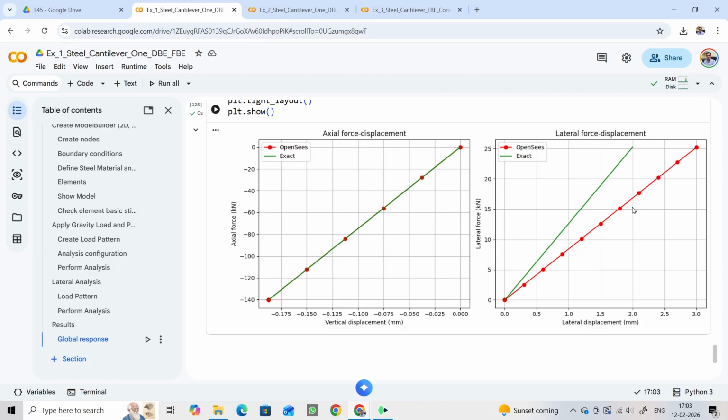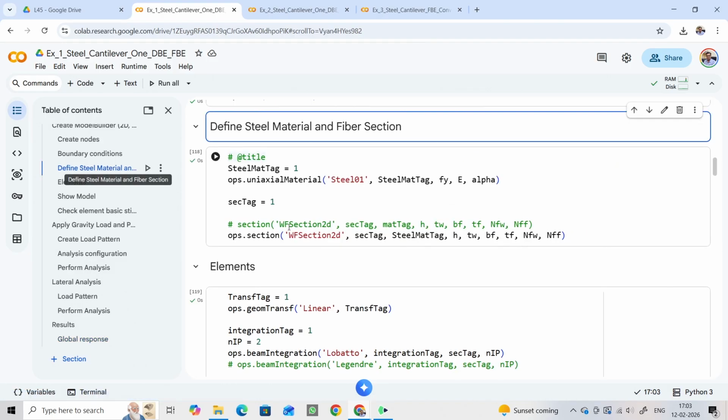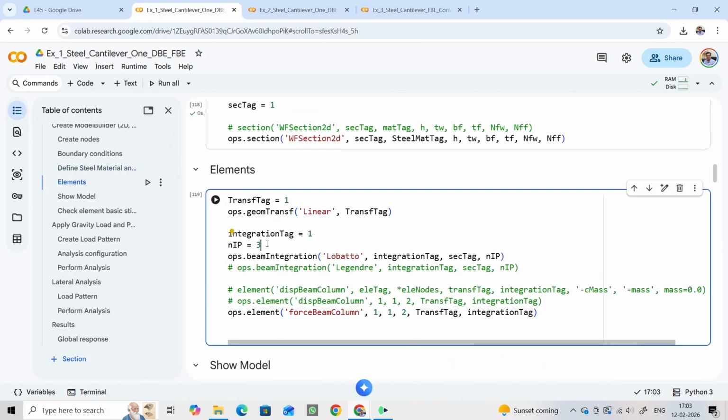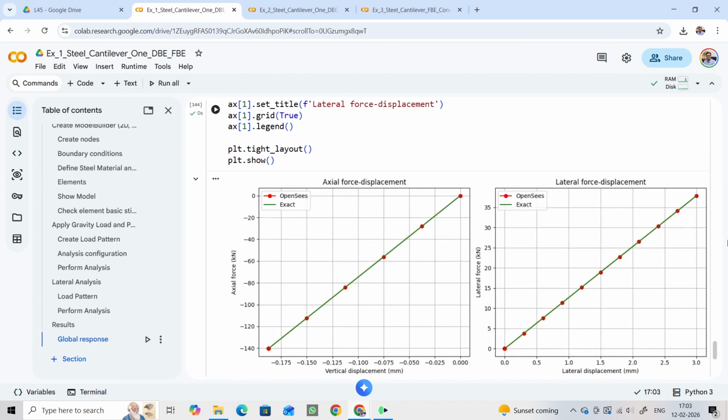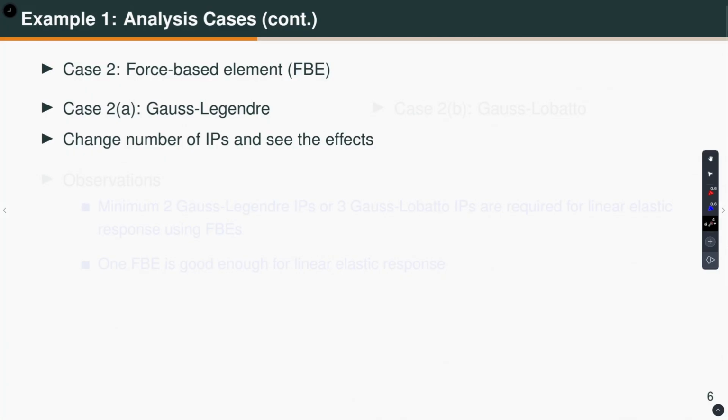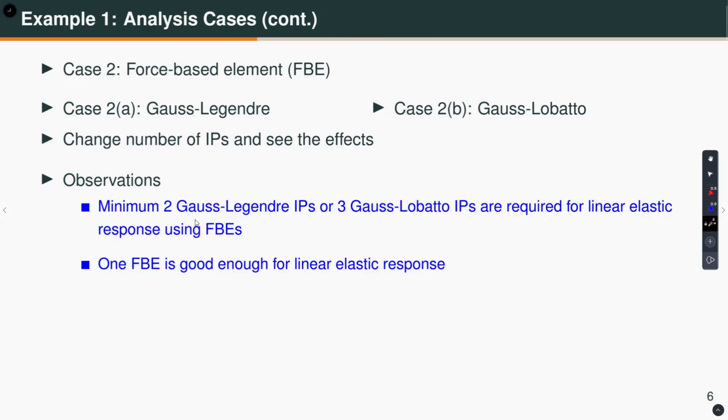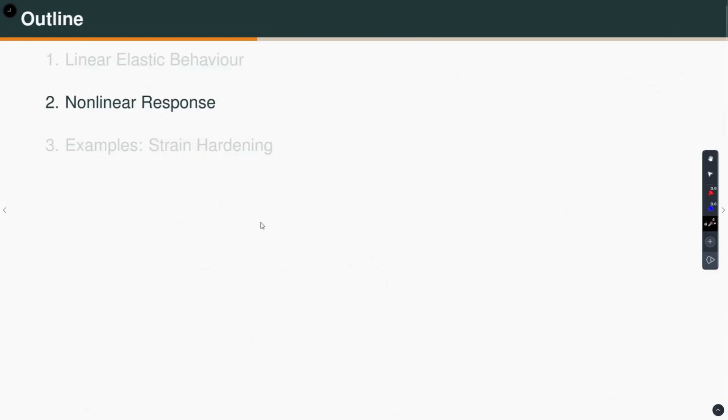So, you are not able to capture the response accurately because, as I said earlier, you need at least 3 Lobatto integration points. And now we will see that they are matching quite well. So, this is done, Gauss-Lobatto, Gauss-Legendre done. And again, minimum 2 integration points for Gauss-Legendre and 3 integration points for Gauss-Lobatto are required for linear elastic response. And for linear elastic response, 1 element is good enough. So, that was kind of a trivial case.